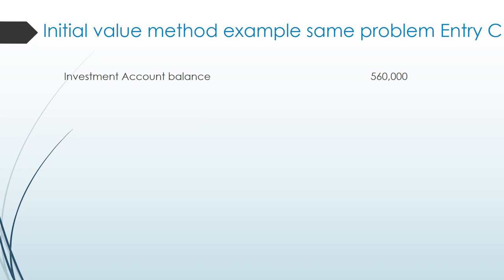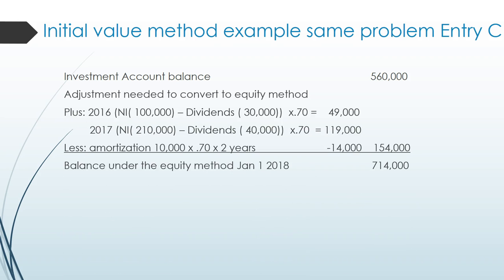So now we're going to look at, well, what should the balance be in the investment account? We had our initial investment account, which is what's showing on the books. We then need to adjust for net income and dividends for 2016 and 2017 times 70%, less the amortization for the 2 years. No, I'm sorry, 70% of the amortization for the 2 years, which would only be our share. So what we're saying is we have to increase that account by $154,000.